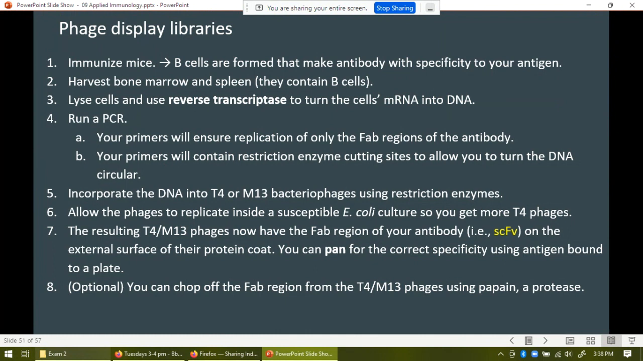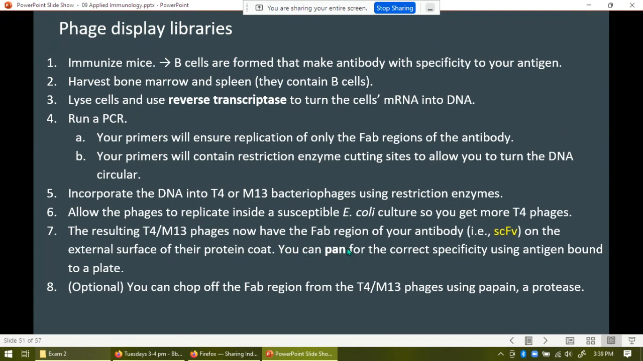However, in the spleen, you have tons of B cells, you have tons of plasma cells. And all of those B cells and plasma cells, they might be making antibody against your antigen of interest, but they also might be making antibody against anything else. They might be making antibody against literally anything. So you need to make sure that the antibodies on the phage coat are actually specific for your antigen. So you do this process called panning.